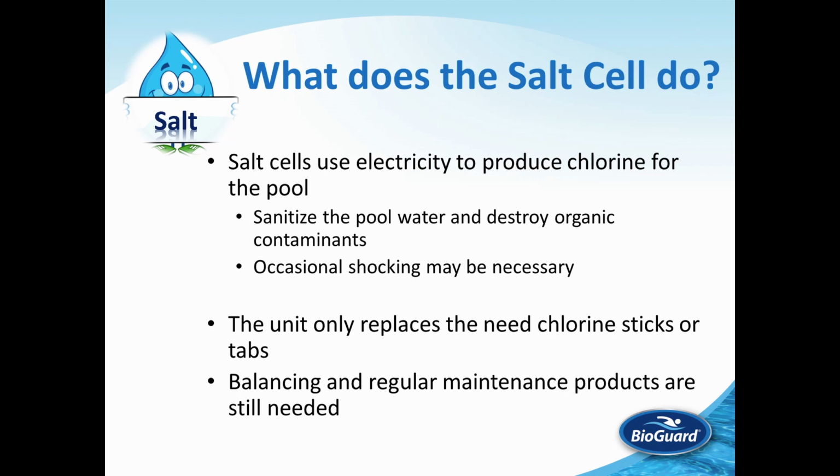So what exactly does the salt cell do? Well, basically the salt cell has these little metal plates inside the actual cell itself. And when that salt molecule, which is Na and Cl, so the Cl is a chlorine molecule as part of the salt makeup, passes over those metal plates, we actually apply electricity to the plates. And as that electricity passes through the salt molecule, it breaks apart, releasing the chlorine molecule and allowing it to form active chlorine or hypochlorous acid.